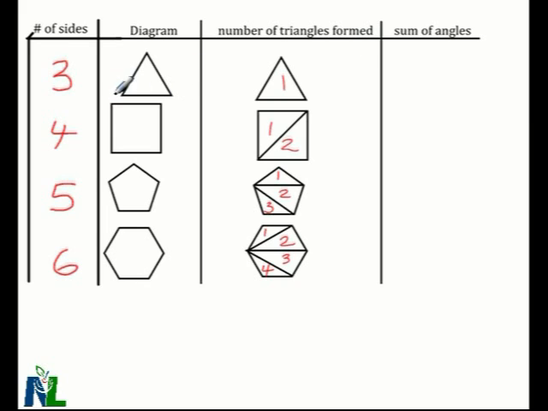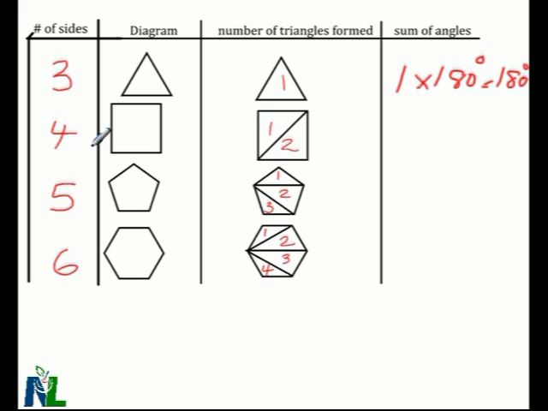So if you look at the diagram that I've constructed here, the first case, I have a triangle, 3 sides. The number of triangles formed is 1, and the sum of the angles is 1 times 180, which is equal to 180 degrees.